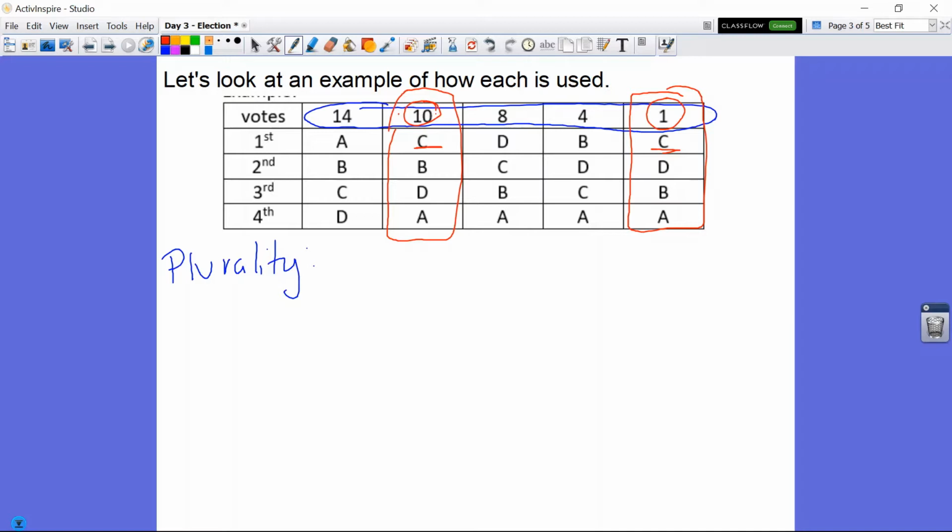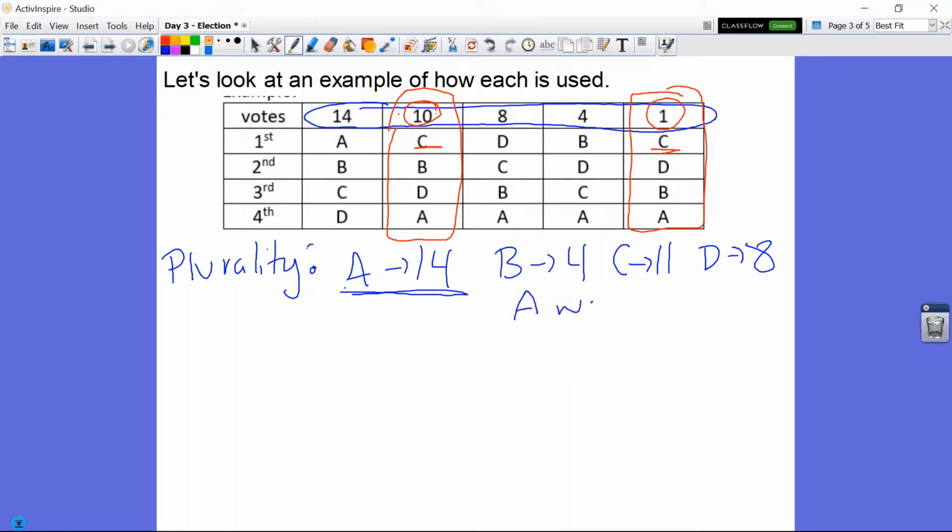So let's come down here and let's write out how many first place votes each person got. So A has 14 first place votes. B has 4 first place votes. C has 11, and D has 8. So if we look at our first place vote count, it is clear that A has the most, so A is our winner.